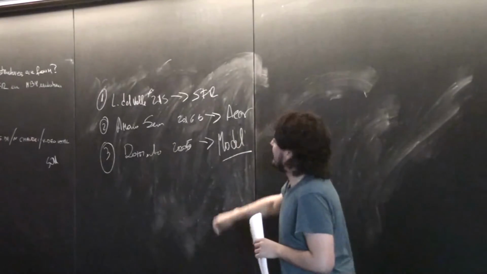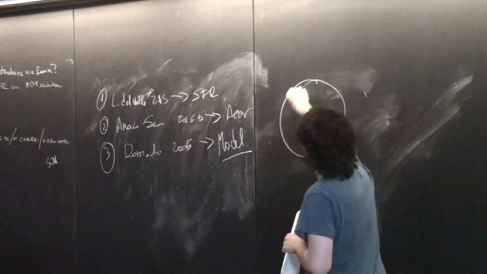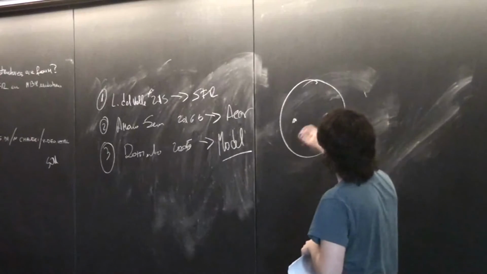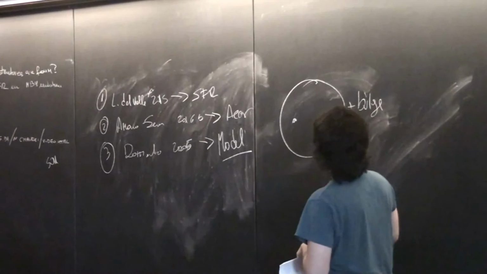Which just consists of some nuclear disk with the two black holes placed in the middle. There is also a bulge. I don't know how to draw a bulge, so I always do this in my notes.